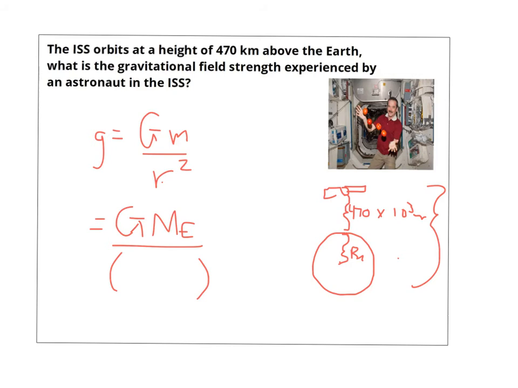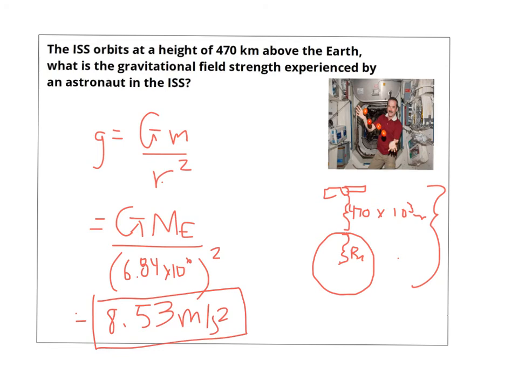So when I talk about this total r, the radius of the Earth plus the height of the satellite, it should be 6.84 times 10 to the 6, and then that's squared as well. So big G, 6.67 times 10 to the negative 11, times the mass of the Earth, 5.98 times 10 to the 24, divided by the distance from the center of the Earth squared, and I get 8.53 meters per second squared.